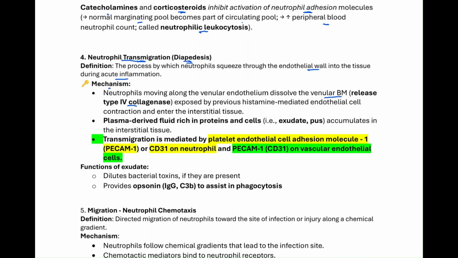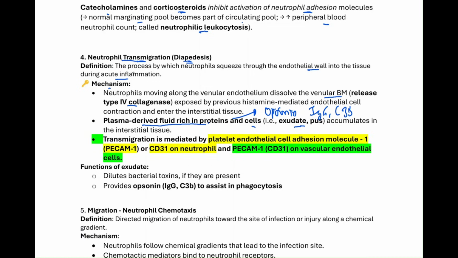Remember, I mentioned the endothelial contraction that's being done by histamine in the vascular changes, and the neutrophils enter the interstitial tissue. And of course, as they go into the interstitial tissue, what was going with them? Very good. Plasma-derived fluid rich in protein and cells, which is what we call exudate, is also going to accumulate in the interstitial tissue. And in this protein, one of the things we're going to have there is our what? Opsonin. Very good. Examples like IgG and C3b are also going to be present in that fluid.